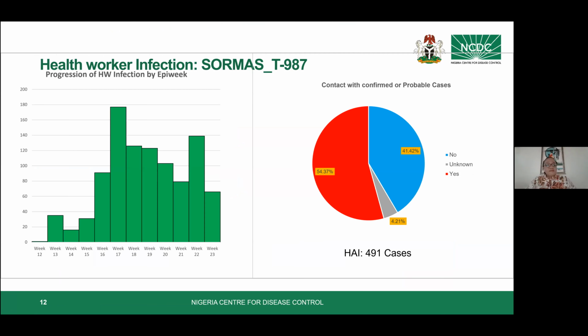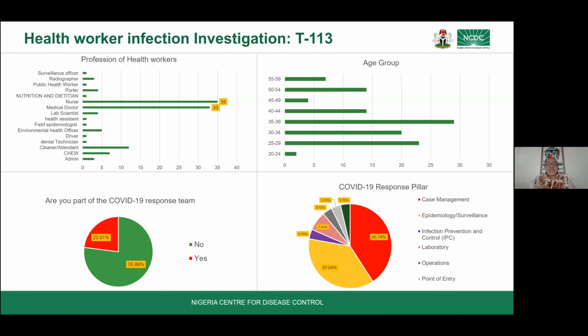You'll notice for the healthcare workers, this is the AP curve for those that identify as working in healthcare through SORMAS. And for those of them that say they had contact with probable or confirmed cases, 54%, but total for now for the country is around 987 healthcare workers through SORMAS. So for those, we have the healthcare worker investigation form fully filled out as at the time that these charts were drawn. You'll notice that majority of them are medical doctors, and most of them are within the age group of 35 to 39 years.